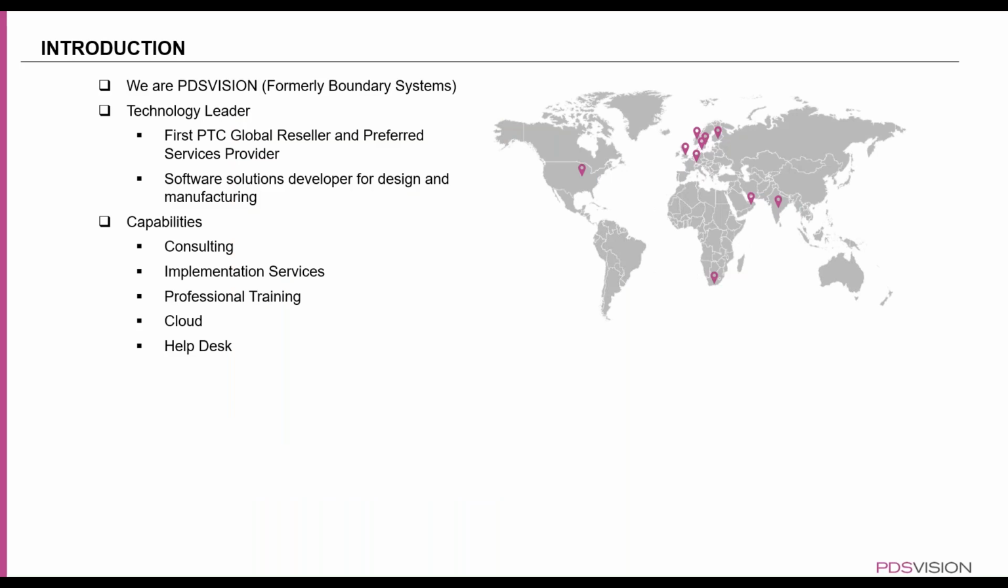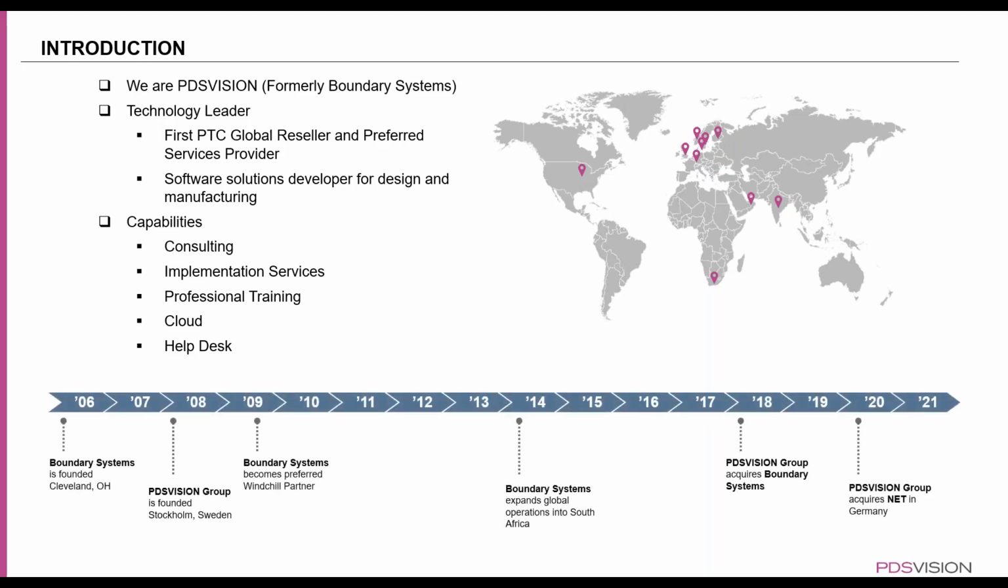A bit about the company. We are PDSVISION, formerly known as Boundary Systems. So a little history at the bottom there about the two companies. Boundary Systems was founded in 2006, whereas PDSVISION Group was founded in 2008. And then in 2018, PDS Group acquired Boundary Systems. So today we are known as PDSVISION. We regard ourselves as the technology leader, being the first PTC global reseller and the preferred services provider.